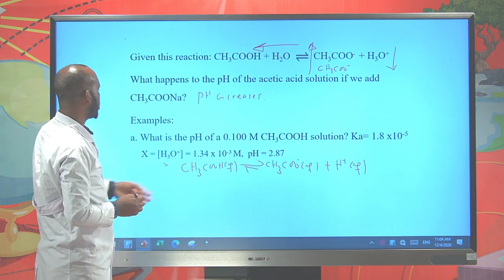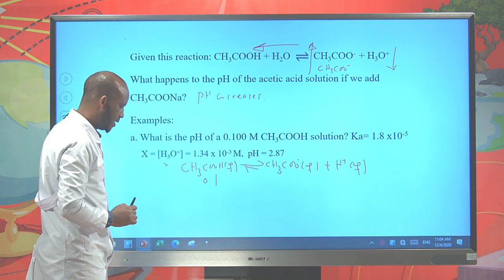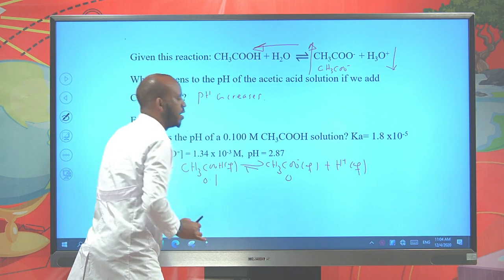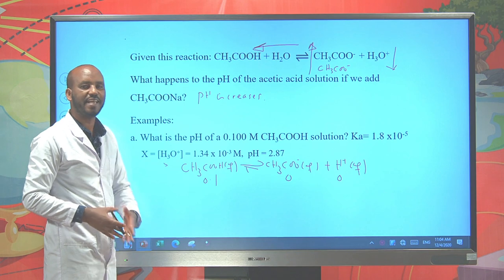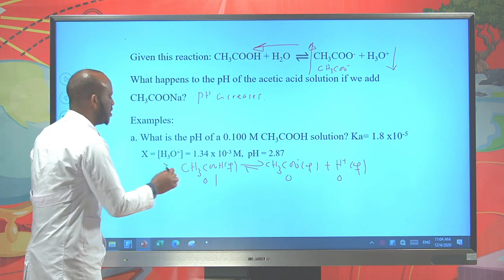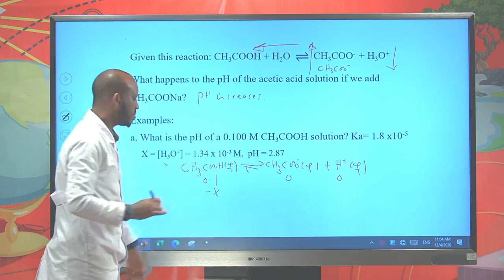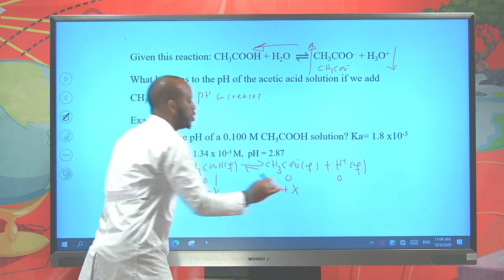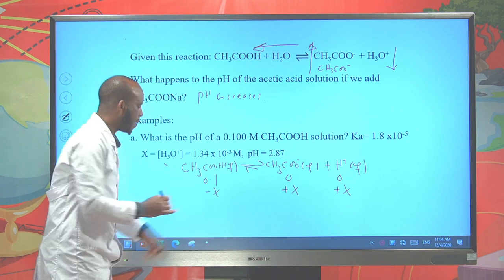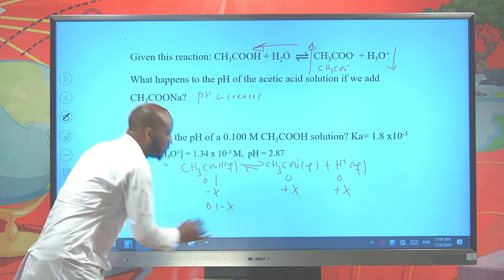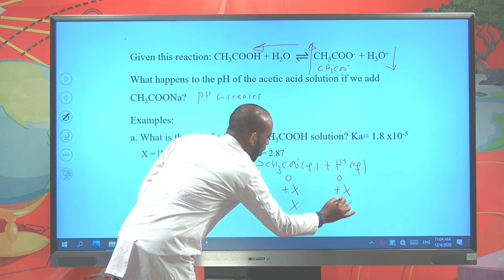Now, the initial concentration of acetic acid is 0.1 mole per liter. Initial concentration of acetate is 0. Hydrogen ion concentration, 0. Change. Let X amount of acetic acid be dissociated. Its concentration is decreased by X, minus X. Concentration of acetate is increased by X, plus X. H plus, plus X. Equilibrium concentration of acetic acid is 0.1 minus X. Equilibrium concentration of acetate, X. Equilibrium concentration of H plus, X.